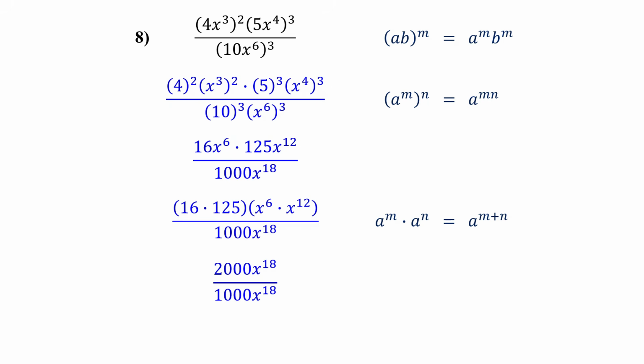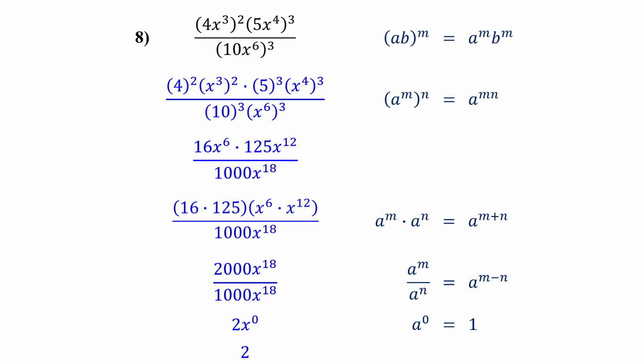Now divide. 2000 divided by 1000 equals 2. For x, keep the base and subtract the exponents. 18 minus 18 equals 0, so we get x to the 0 power. And remember, any non-zero base raised to the 0 power equals 1. So the final simplified result is 2.